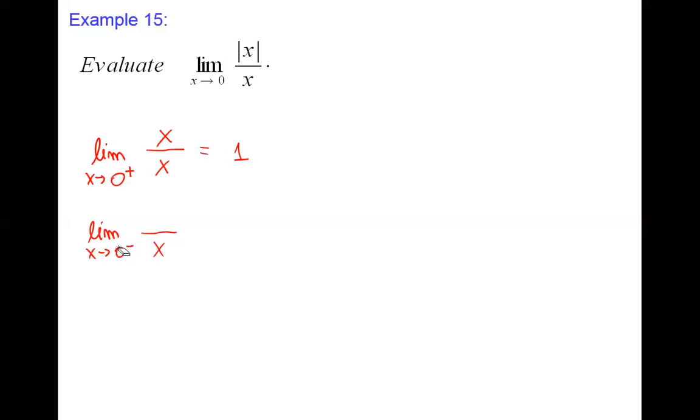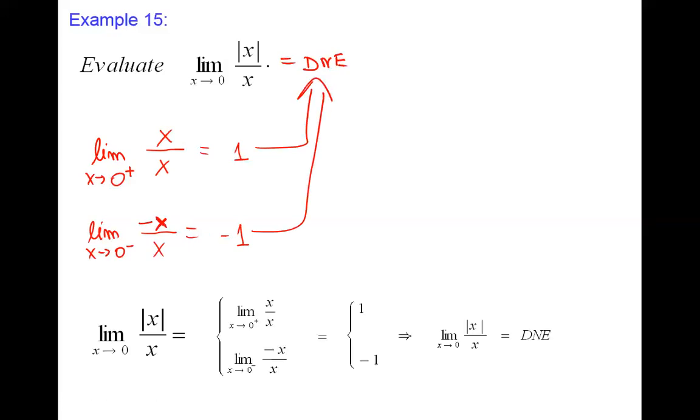0 from the left-hand side means negative numbers. That means the quantity inside the absolute value is negative. I have to make it positive. Okay, negative 1. We can see that both of the one-sided limits are different. That's the reason that the limit is undefined. And I do have the same solution.